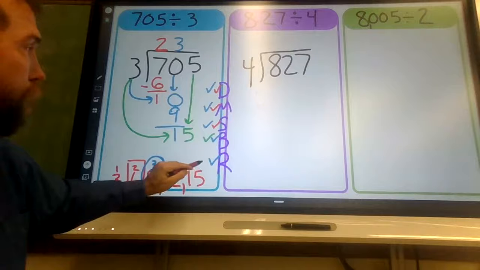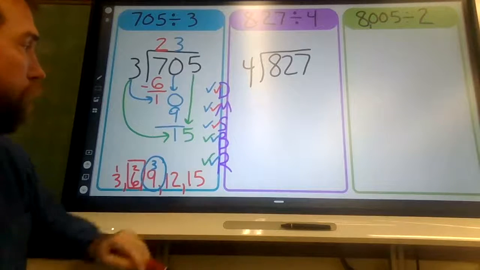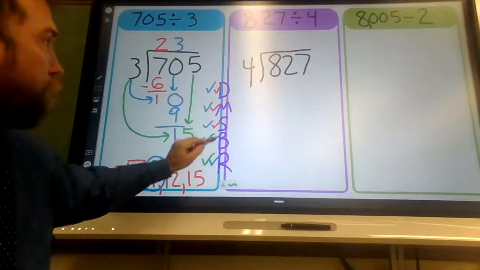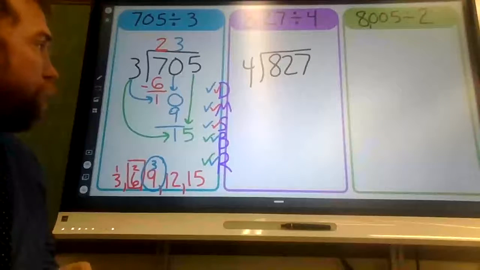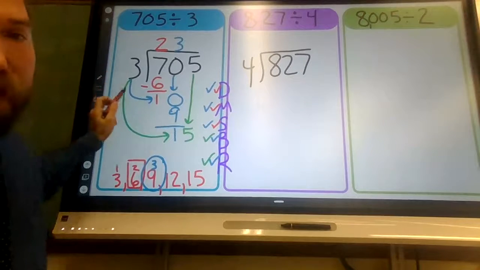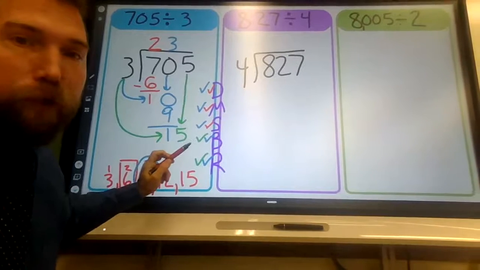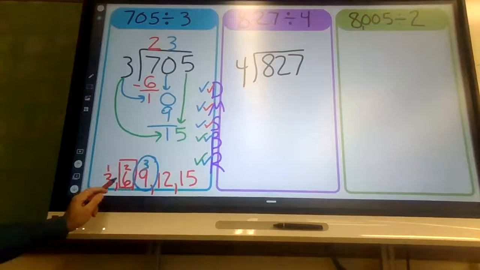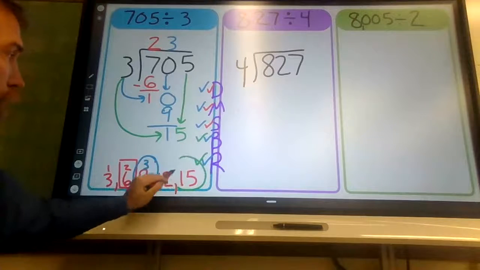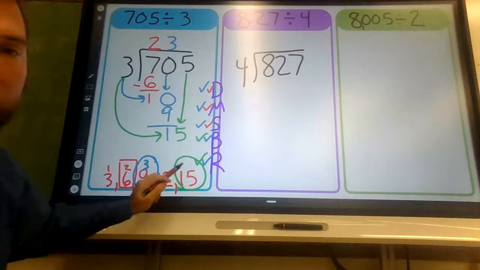I brought down the red or the green 5. Now I'm going to repeat. Repeat really just means start over. Back up at D, how many times can 3 fit into 15? Or if there's 15 of something, how many groups of 3 can I make? Again, it's right on my chart. Perfect. And that's the number that's going to go under.